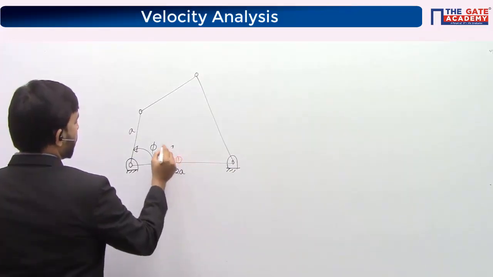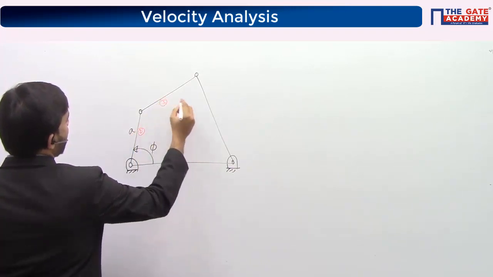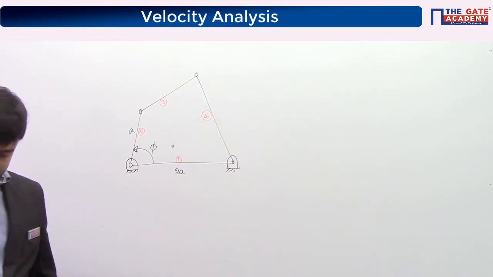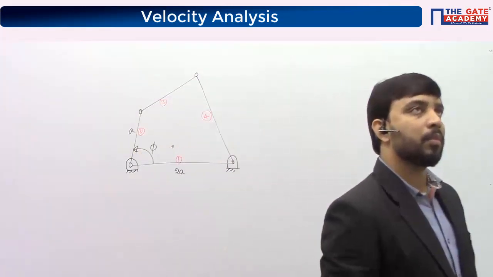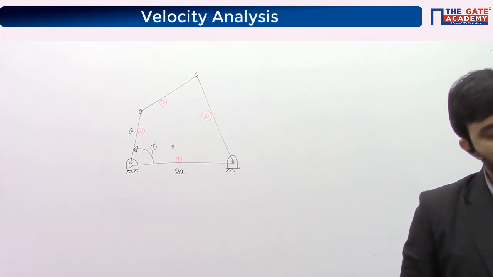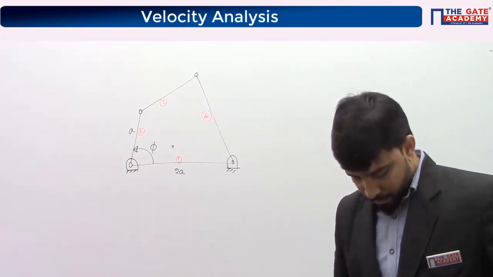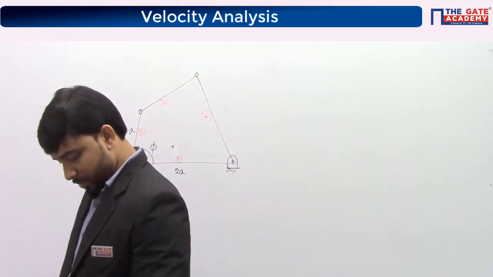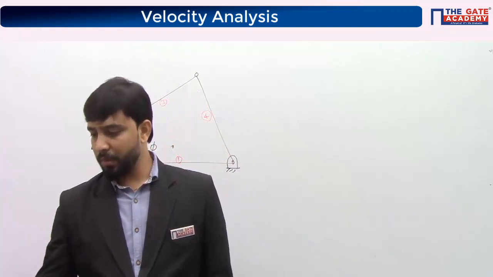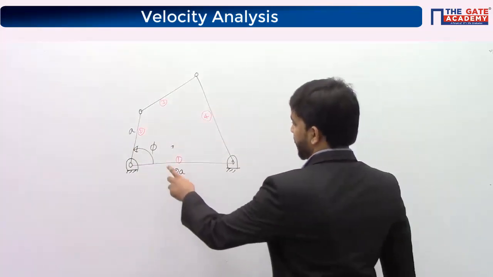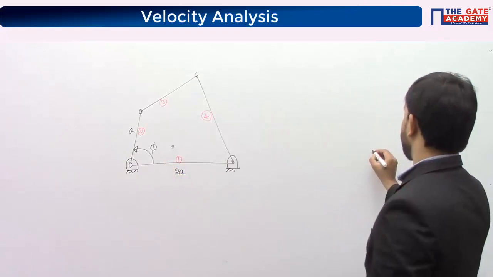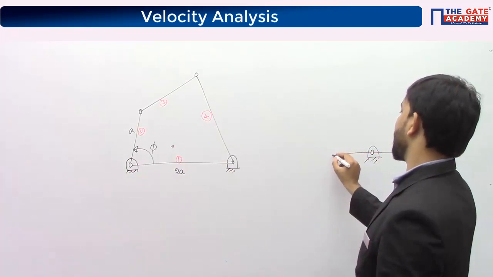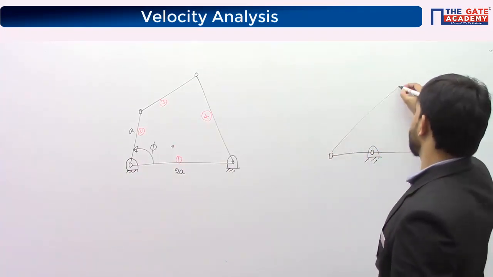This is link number 1. This is link number 2, this is link number 3, and this is link number 4. Okay, so he's asking us to do when this angle phi is 180 degrees. So first you draw the configuration when phi is 180 degrees. So when phi is 180 degrees, the mechanism looks like this.